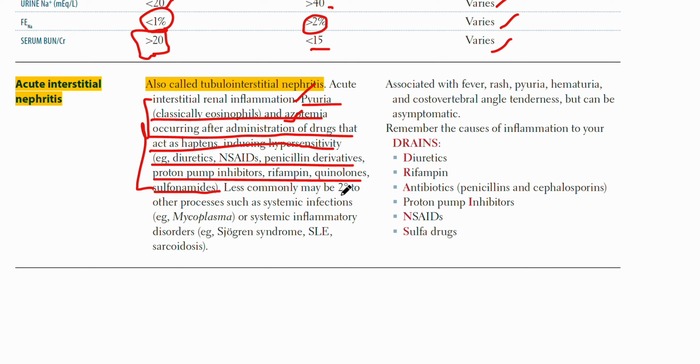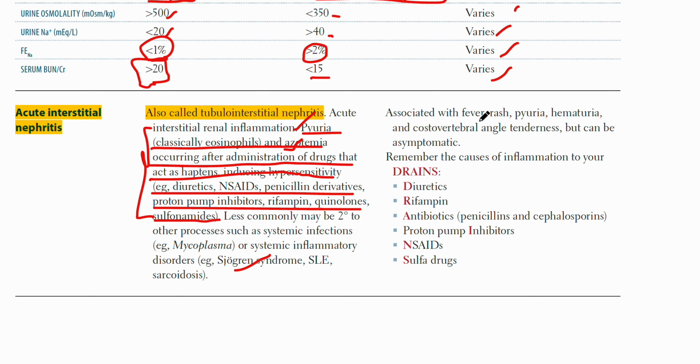It is less commonly secondary to other processes such as systemic infections like mycoplasma or systemic inflammatory disorders like Sjogren's syndrome, SLE, and sarcoidosis. SLE is systemic lupus erythematosus, you all know that. And it is associated with fever, rashes, pyuria, hematuria, that is red blood cell cast, and also costovertebral angle tenderness. This is also called flank pain, right? Upper flank pain, but can be asymptomatic.